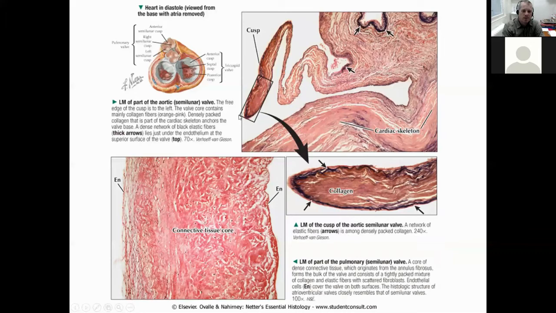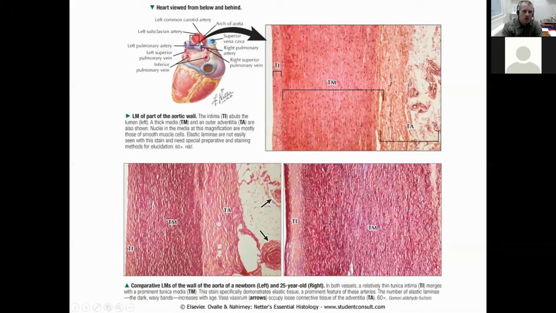And we go to the major arteries. This is the aorta, the proportion between the intima, media, and adventitia. Here you can see the vasa vasorum in the adventitia. This is a young infant. This is an infant, and this is an adult.